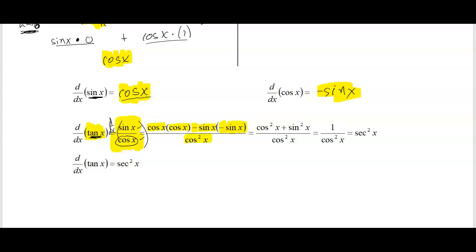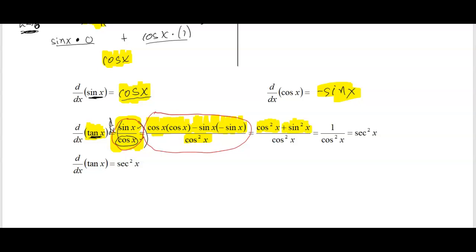All this really is the quotient rule with sine over cosine. You've already tested on the quotient rule. We now know the derivative of sine and cosine from the top of the page, and we're putting those two ideas together. If we multiply these together, cosine and cosine multiply together will give you this cosine squared x. A negative sine of x times a negative sine of x will give you a positive sine squared of x.